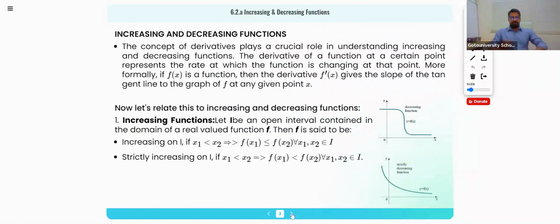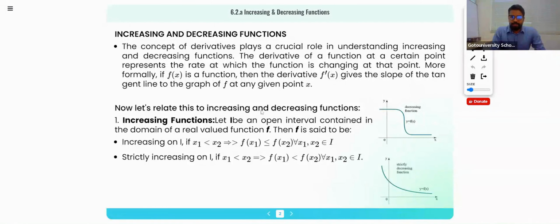What do you mean by increasing function and decreasing function? So the concept of derivatives plays a very crucial role in understanding the increasing and decreasing of a function. As I told in an example, a curve can be constantly increasing or decreasing at every instant, right? So suppose, what do you mean by increasing function?